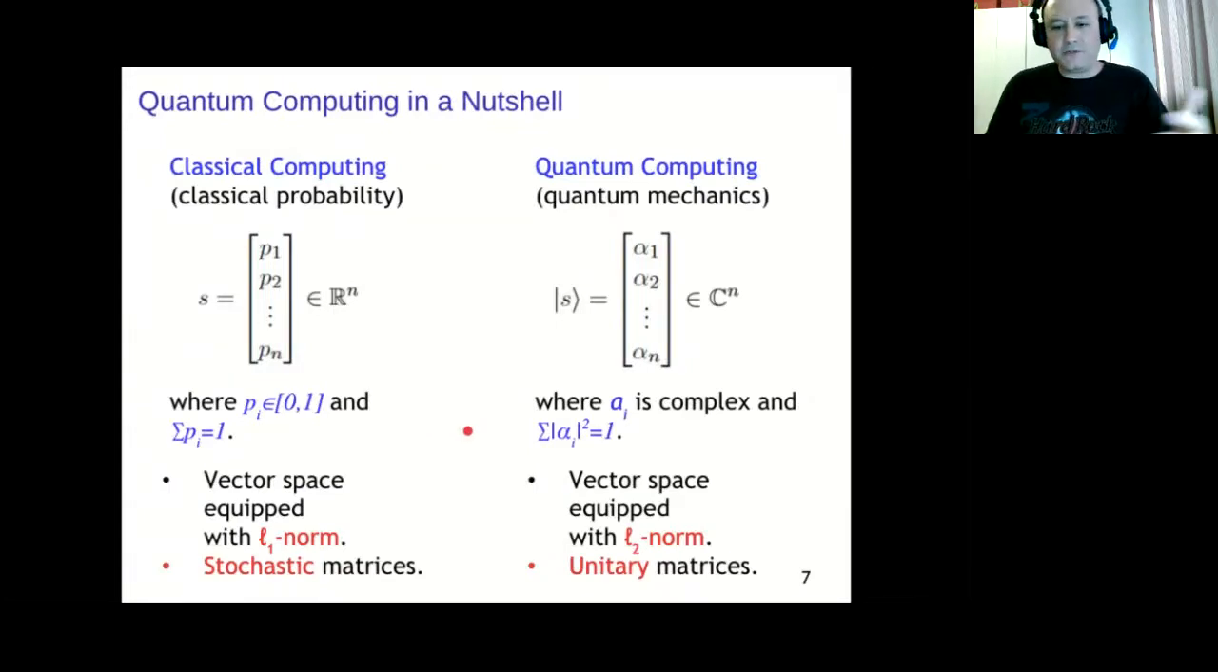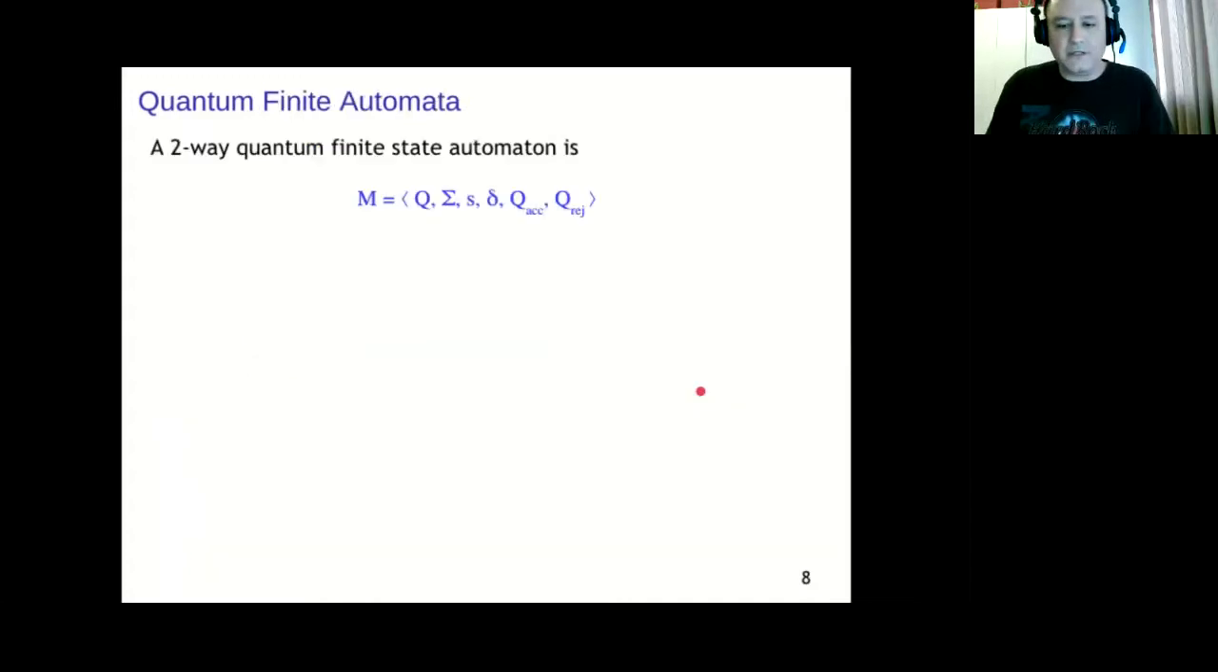I don't know if I have to explain what quantum computing is. This is what I call quantum computing in a nutshell. It's very simple. Classical computing is, at least in the very simple case of finite dimensional spaces, a vector and a matrix multiplying a vector, and in classical computing, a stochastic matrix multiplying a vector that is normalized with respect to the L1 norm. And in quantum computing, what you have is just vector-matrix multiplication with a unitary matrix, and the vectors are normalized with respect to the L2 norm. So that's the only difference.